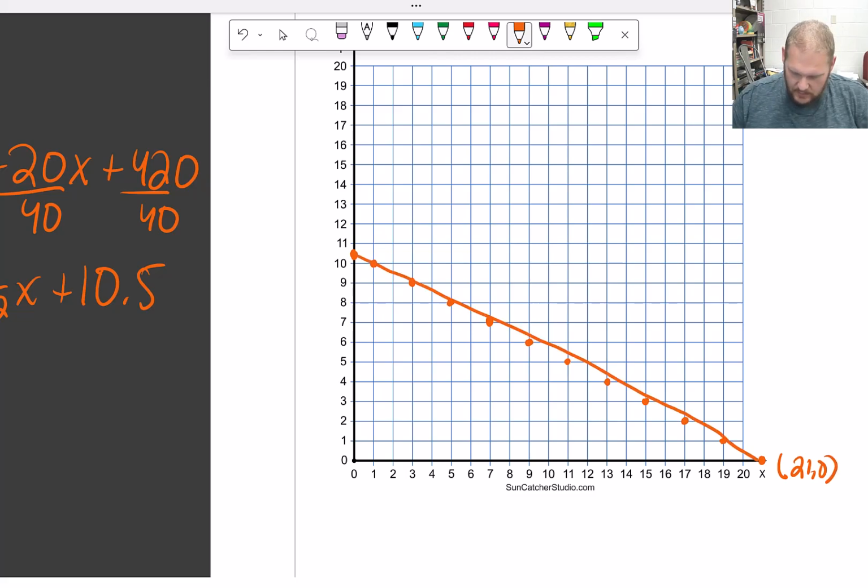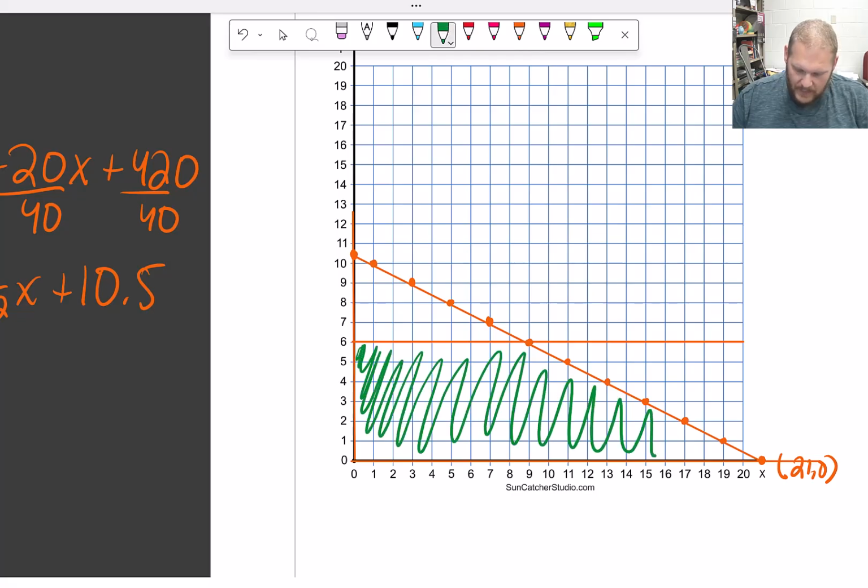There we go. My other constraints, y is less than or equal to 6, is a horizontal line at 6. X is greater than or equal to 0 is a vertical line at 0. Y is greater than or equal to 0, which is a horizontal line at 0. So we've got this as our feasible region, and our different vertices are 0, 6, 9, 6. We've got 21, 0, which I have written above, but I'm going to do it in green just to be consistent with my colors, and then 0, 0 as well.